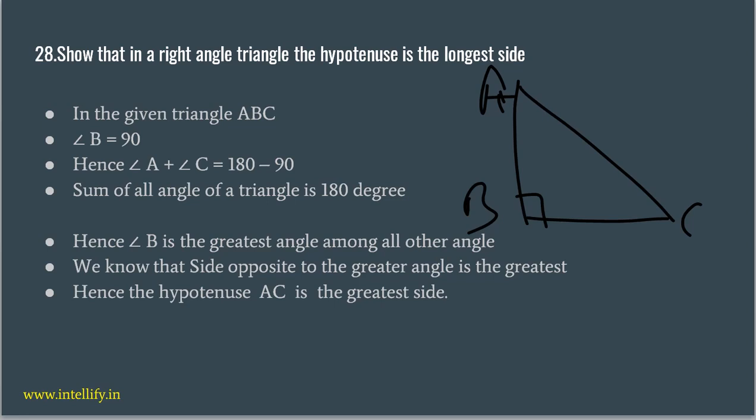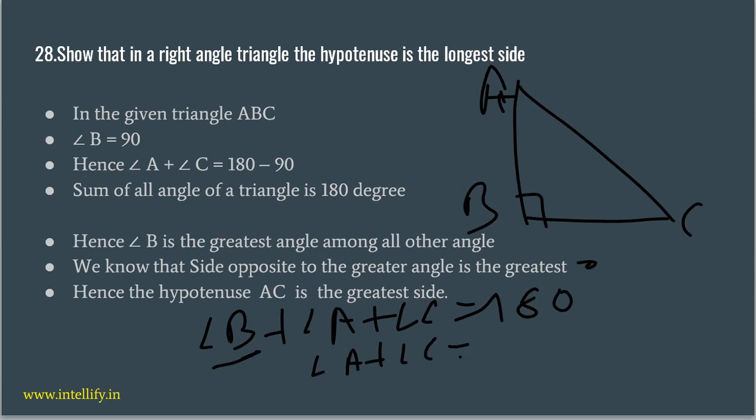Now by triangle sum property, we would get angle B plus angle A plus angle C equals 180 degree, and we know that angle B equals 90 degree, so angle A plus angle C will be 90 degree. So we have angle B equals 90 degree and angle A plus angle C equals 90 degree, which makes it quite obvious that angle A and angle C will be less than 90 degree. So angle B is the greatest angle among all the other angles, because angle A and angle C will obviously be less than 90 degree.